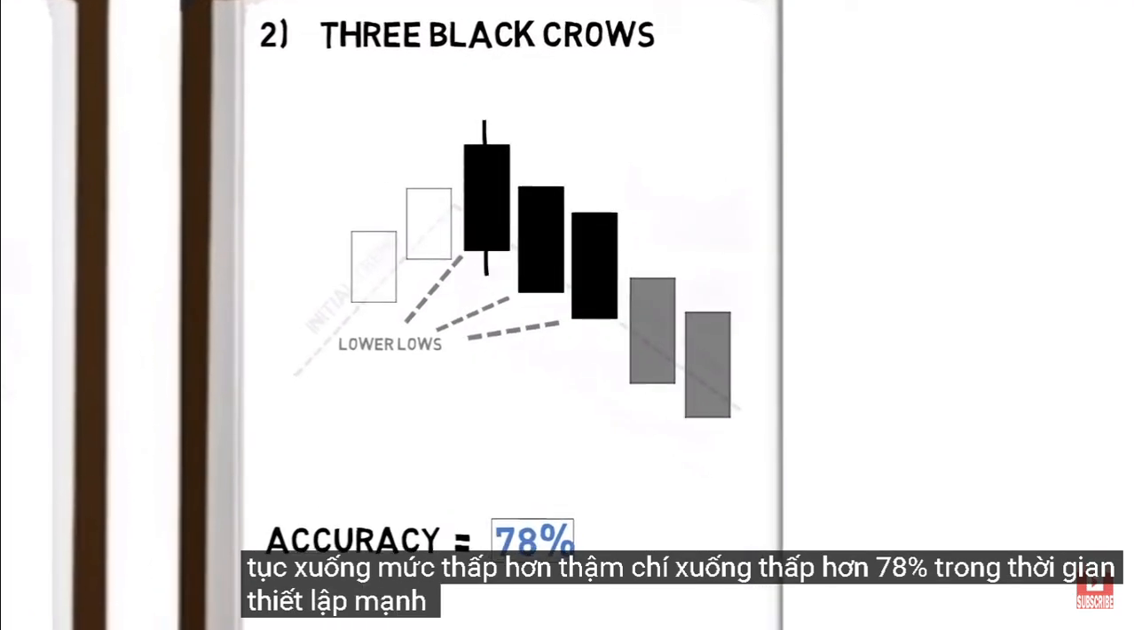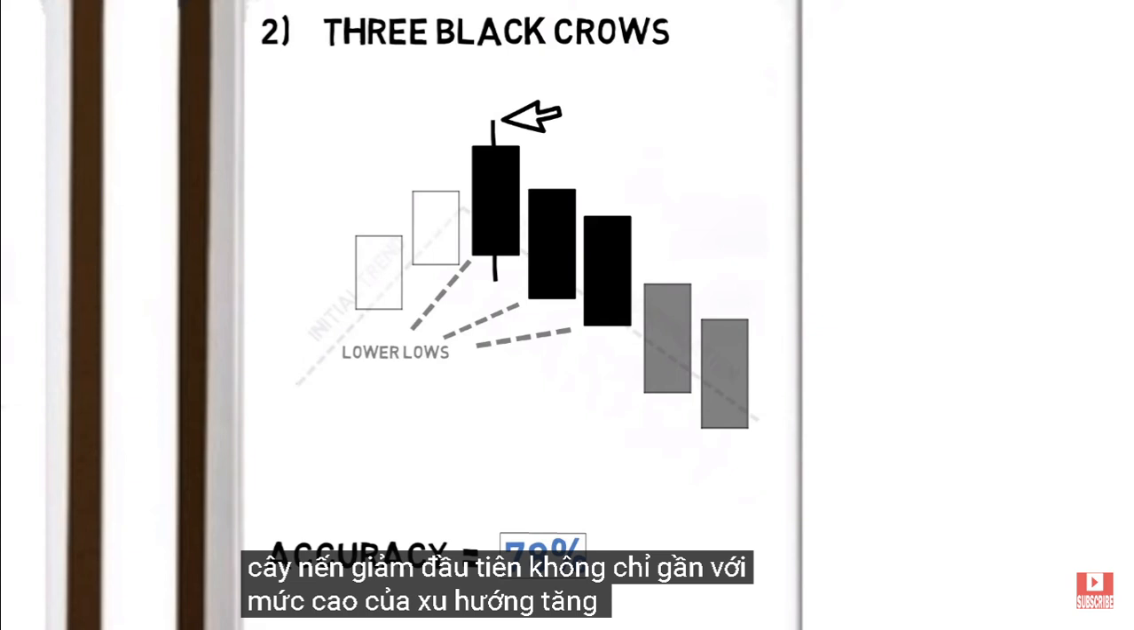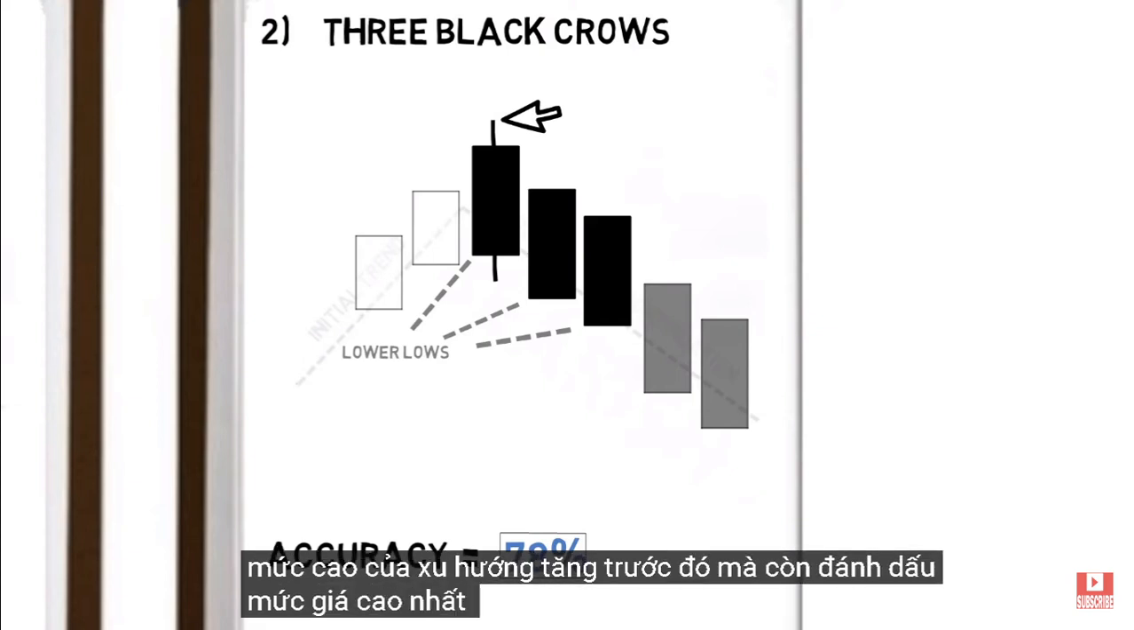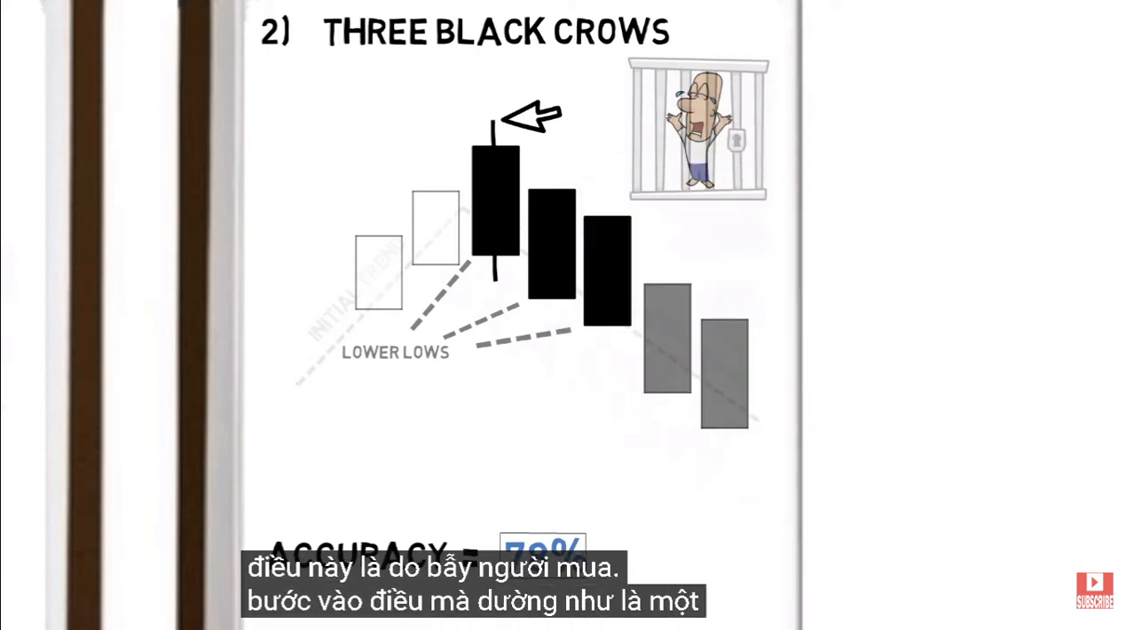The most potent setup is when the first bearish candle is not only close to the high of the prior uptrend, but marks the highest price achieved. Bulkowski says this is due to trapping buyers that entered what seemed to be a momentum play at that time.